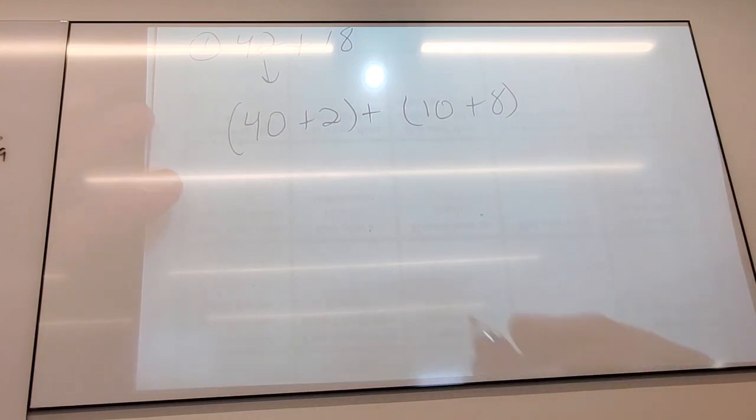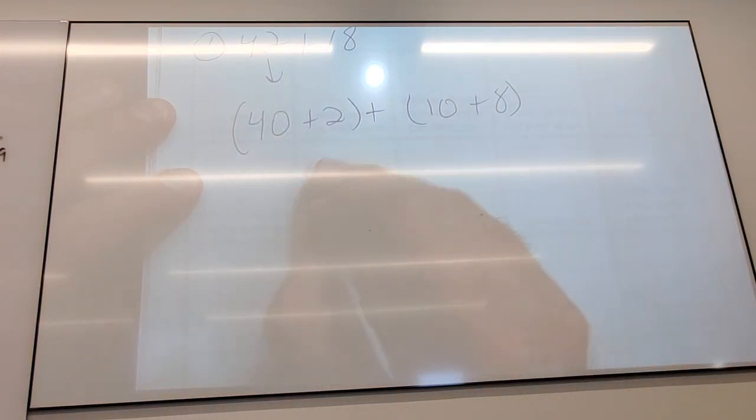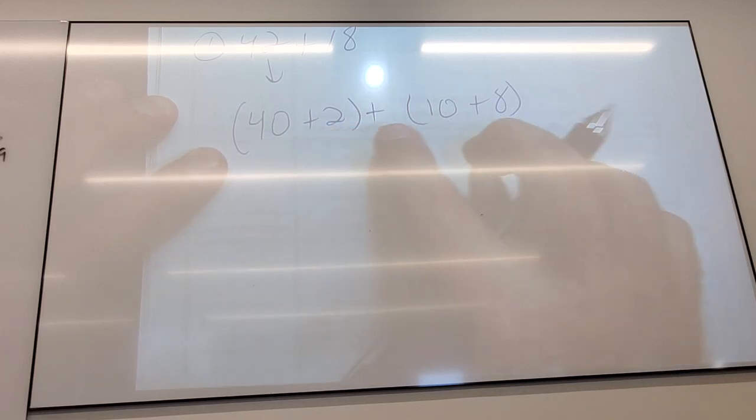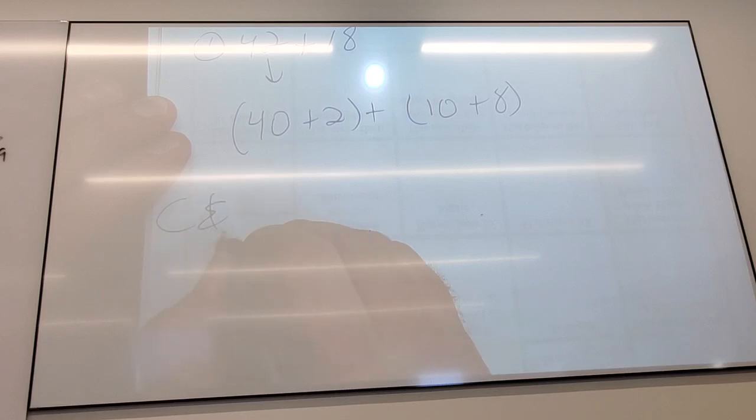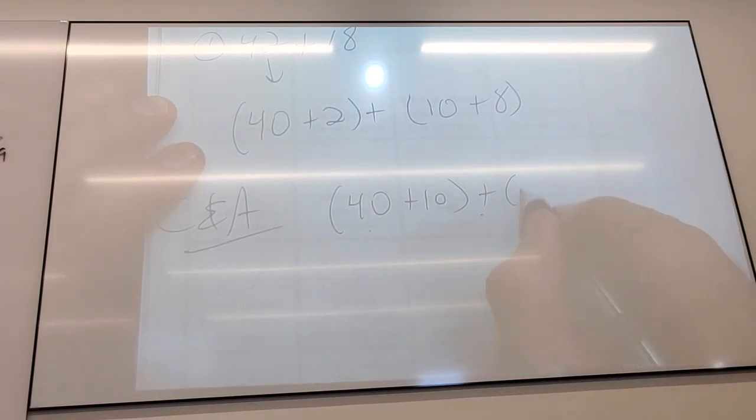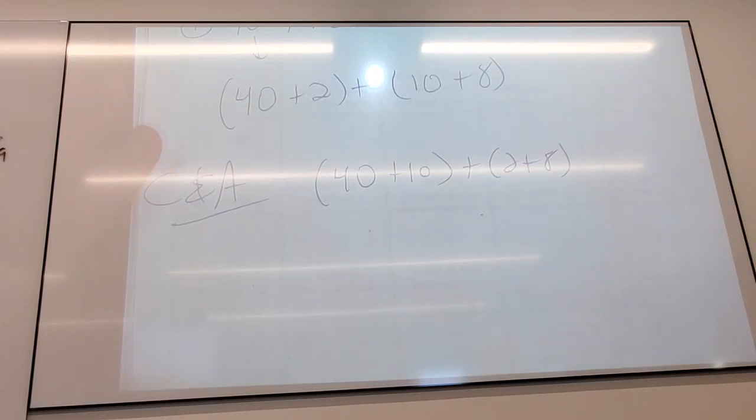To be technical, I would use associative and commutative, right? So I want to move the parentheses so they're around 2 and 8, and I want to move the 2 and the 8 so they're together. So I can use commutativity and associativity at the same time. Make this 40 plus 10 plus 2 plus 8. And then, not surprising, you get 50 plus 10, and you get 60.